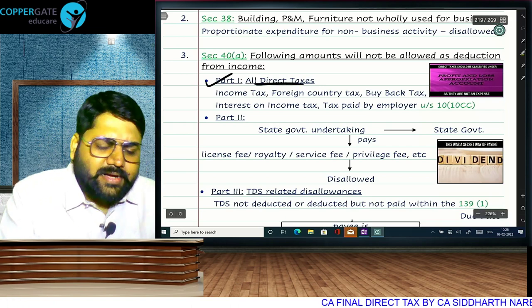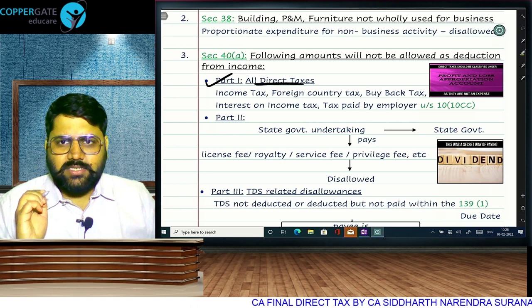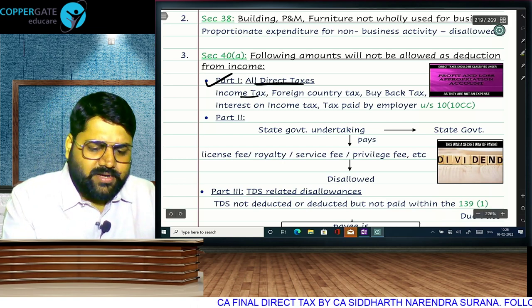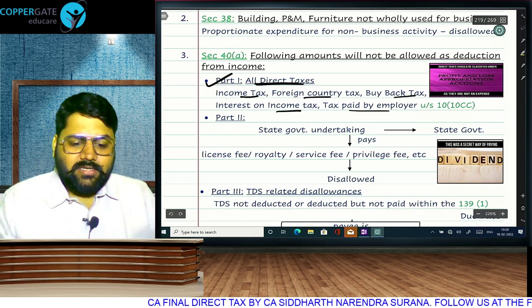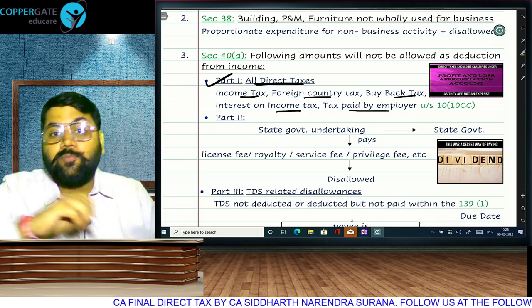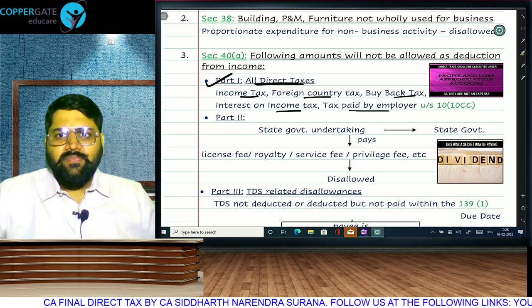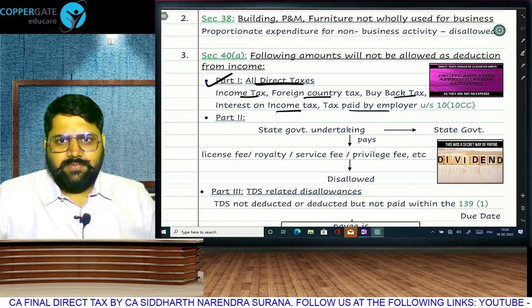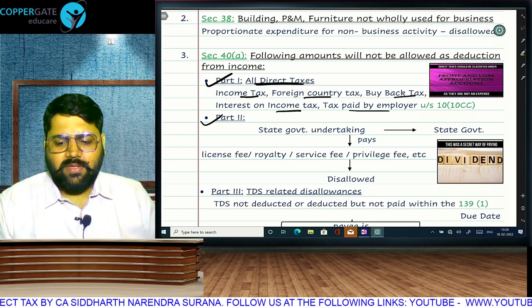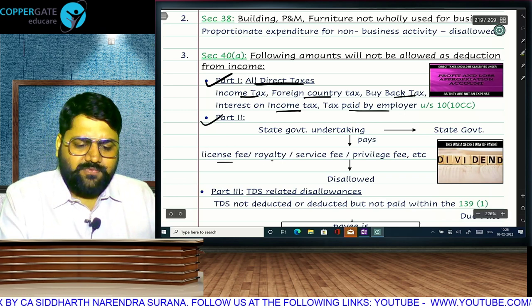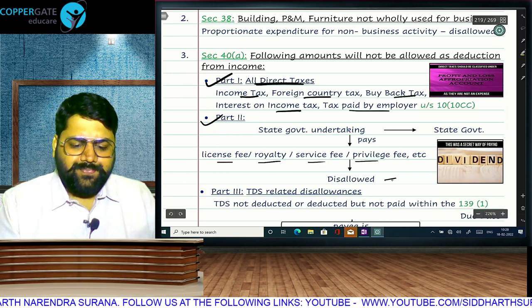Any kind of direct tax, paid, unpaid, accrued, anything, direct tax is not an expense, it is an appropriation. So whether it is income tax, foreign country, whether buyback tax, interest on income tax, tax paid by employer on behalf of the employee, which will be disallowed to the employer, not taxable for the employee. Any kind of direct tax will be disallowed. Part 2, any state government undertaking is making payment to the state government in the name of license fee, royalty, service fee, privilege fee, all that is going to be disallowed.